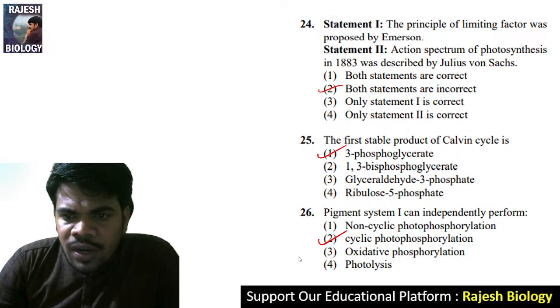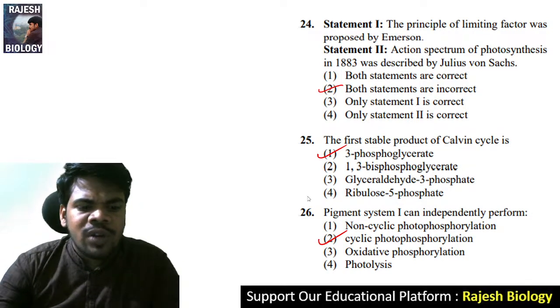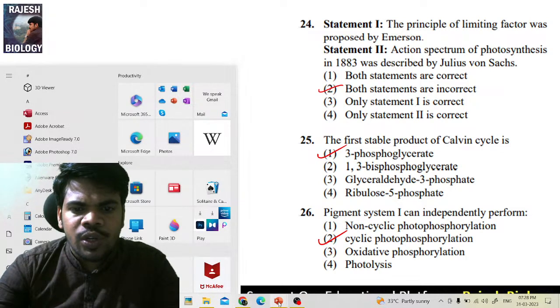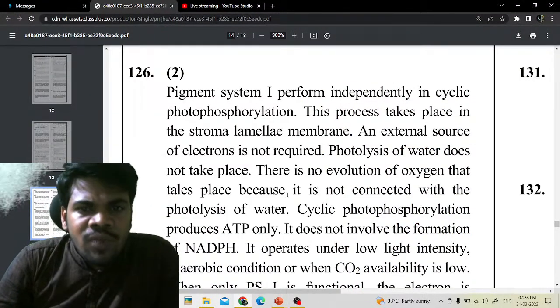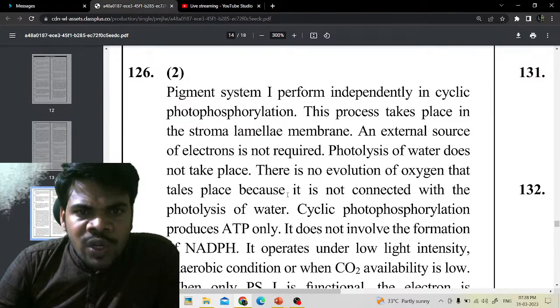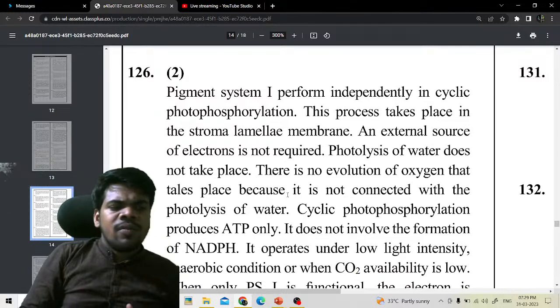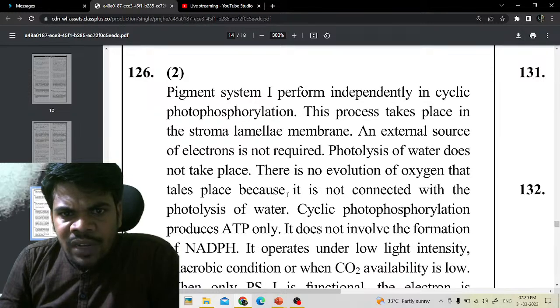Pigment system 1 can independently perform what? This is the question. Here is your explanation. Pigment system 1 performs independently in cyclic photophosphorylation. It is performed independently without depending on any other. It shows photophosphorylation, cyclic photophosphorylation.